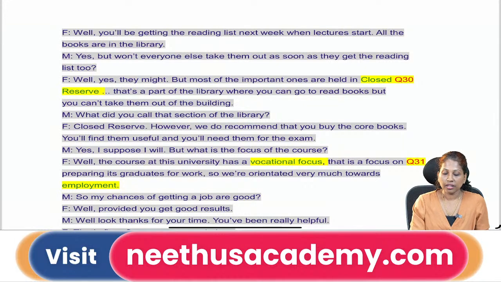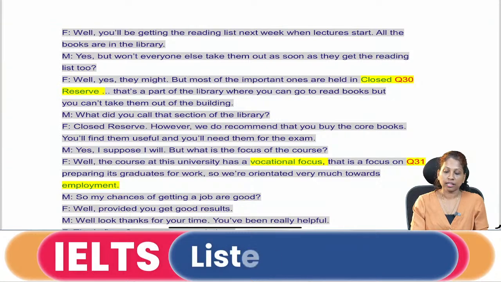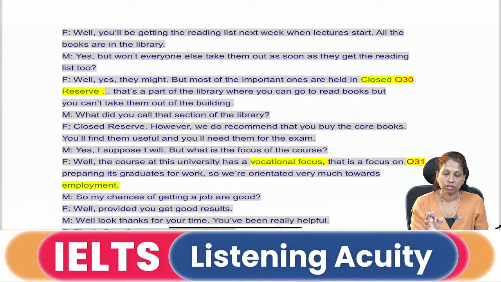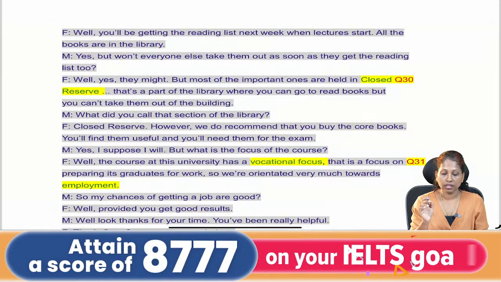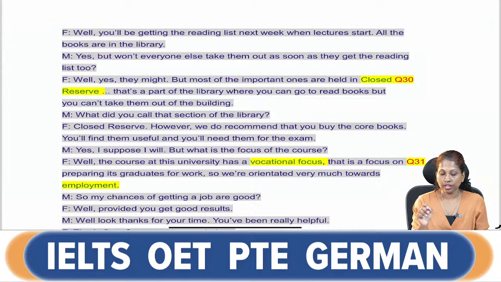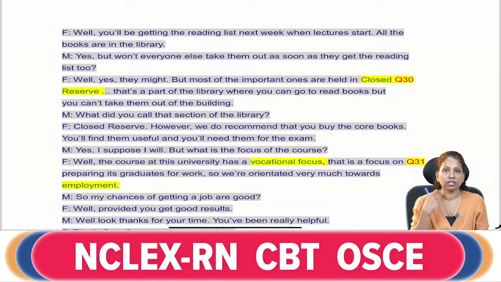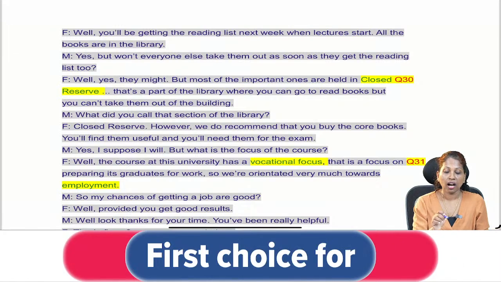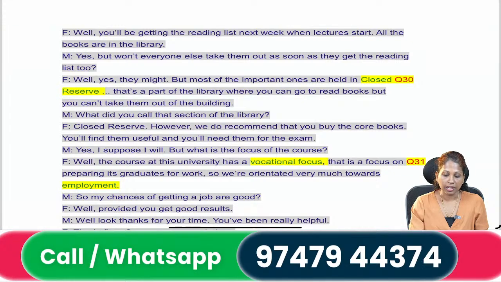However, we do recommend that you buy the core books. You will find them useful and you will need them for the exam. Core books again are important books. So they are giving the option that important books are usually kept in the closed reserve, right? And then they are also giving a suggestion that if you want, you can buy the important books. So where are the important books kept in the library? The answer is closed reserve. So that is the answer for number 30 blank. Okay, hope it's clear for you.